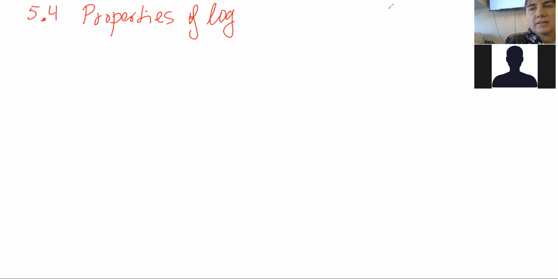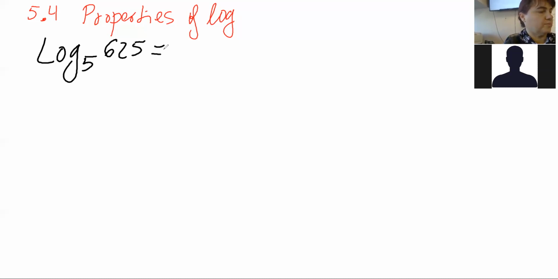Okay, so let's get the bigger pen. So there are several properties and they're really cool. First, let's remember what logarithm was. What is logarithm with base 5 of 625? What does this equal to? Don't need calculator for that.